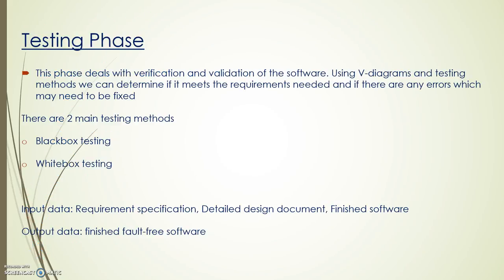Next, we go to the testing phase. This phase deals with verification and validation of the software. Using the V-diagram and testing methods, we can determine if it meets the requirements needed and if there are any errors which may need fixing. There are two main testing methods. We have the black box testing method and the white box testing method. The input data for this phase is the requirement specifications, detailed design document, and the finished software. The output data is the finished fault-free software.